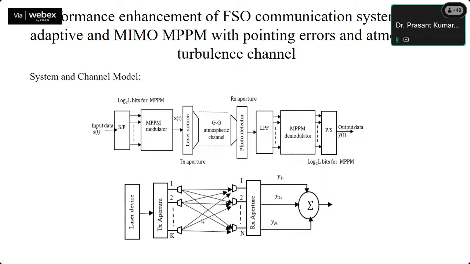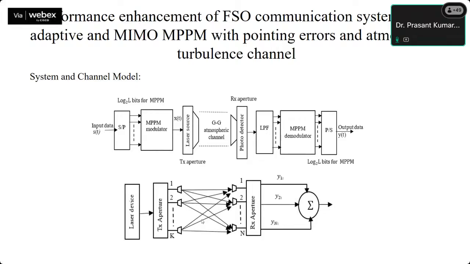So these are the solutions I was discussing. So many issues are there. We use this MPPM scheme, M-level PPM schemes, using multi-input multi-output scenarios so as to mitigate the atmospheric related and pointing error related problems. As I said, if you have SISO links and even a small bird flies over the link, you will see that the link is unstable. The link will fluctuate.